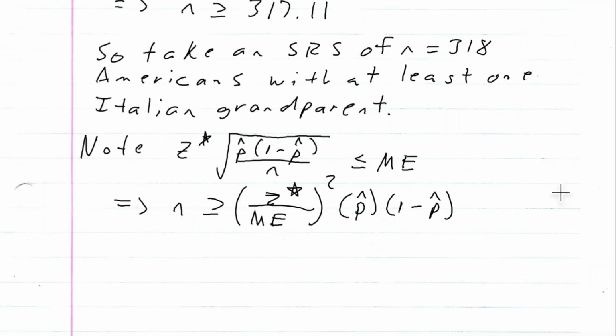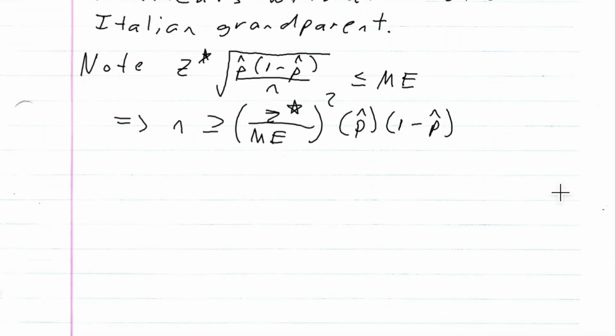So notice from this inequality, we're able to get this inequality to solve for n. You can take note of that: whenever you're given the critical value, p hat, and the maximum margin of error, you can find the sample size that would meet these conditions. And we're going to do that in part B.